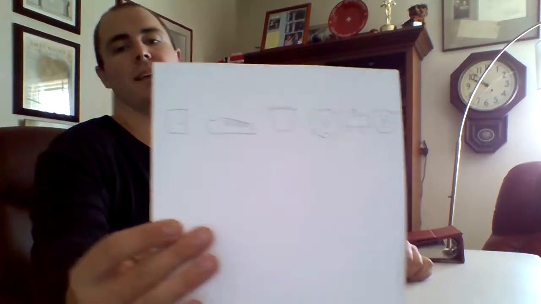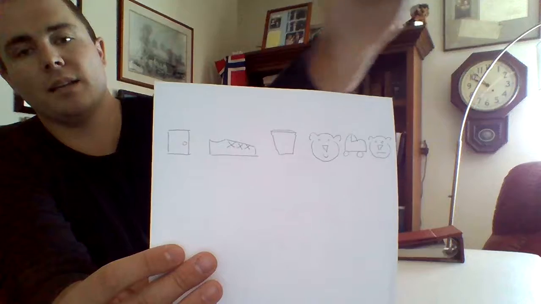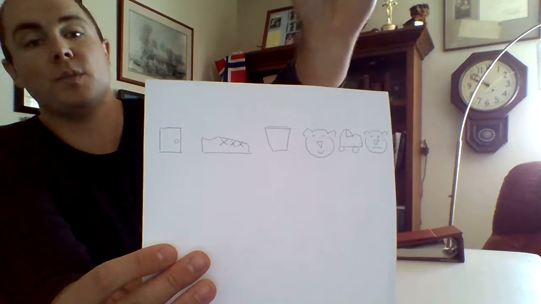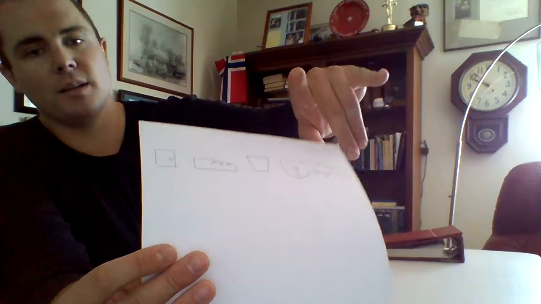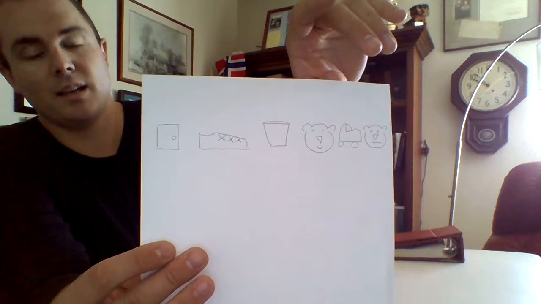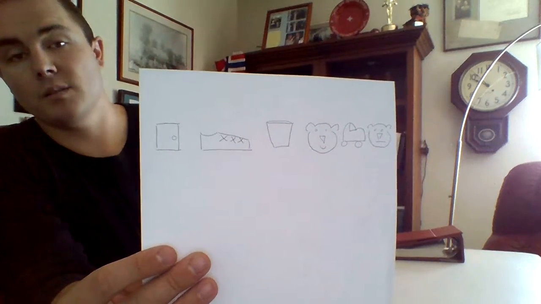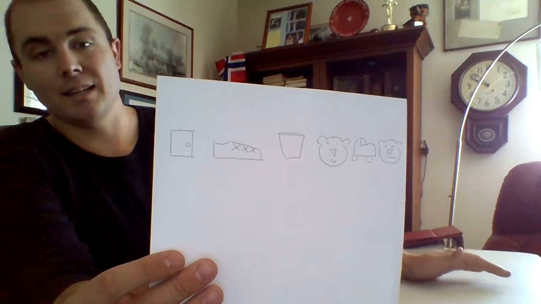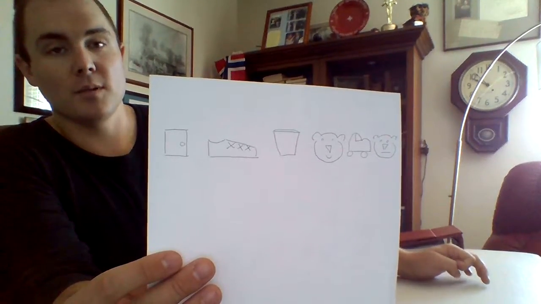So in their test booklet, I'd run my finger across, and there's a door, there's a shoe, there's a cup, there's a bear, there's a car, there's another bear. The 2 bears look a little bit different in their expression. However, the question asked them to circle 2 items that are most similar in the row of items presented, and you can see the 2 bears are the most similar.